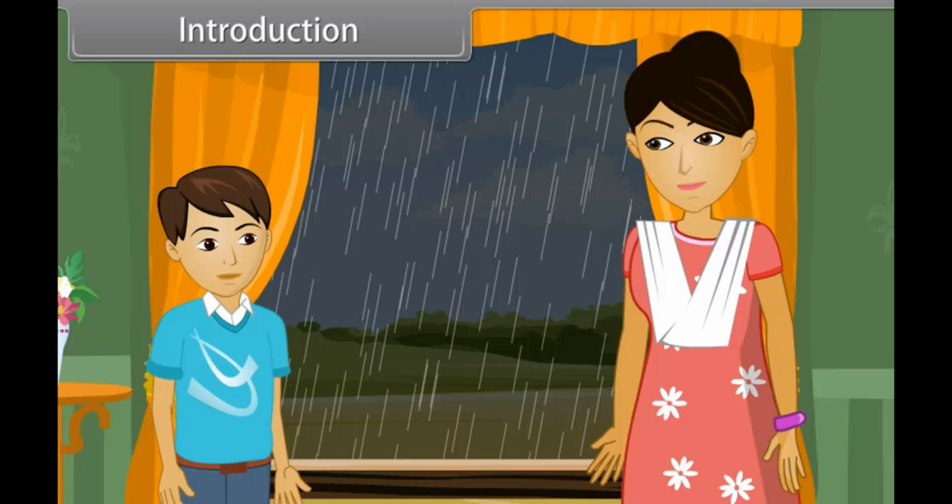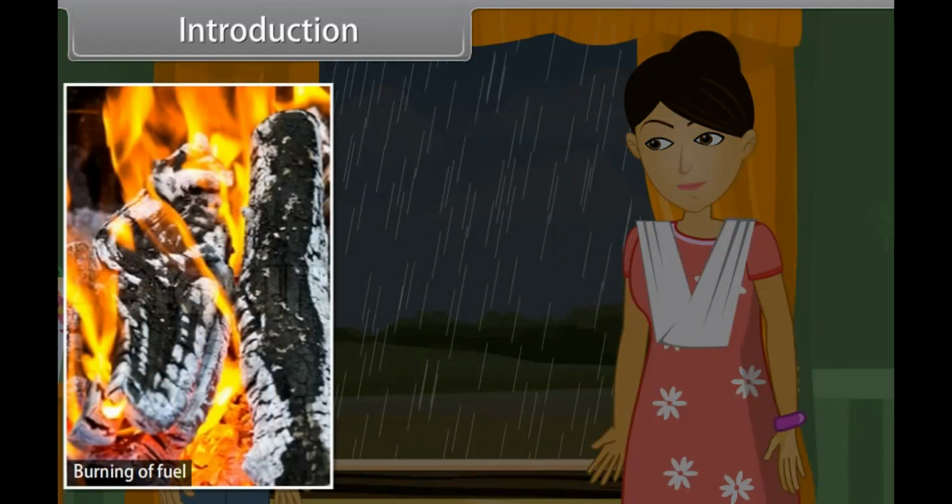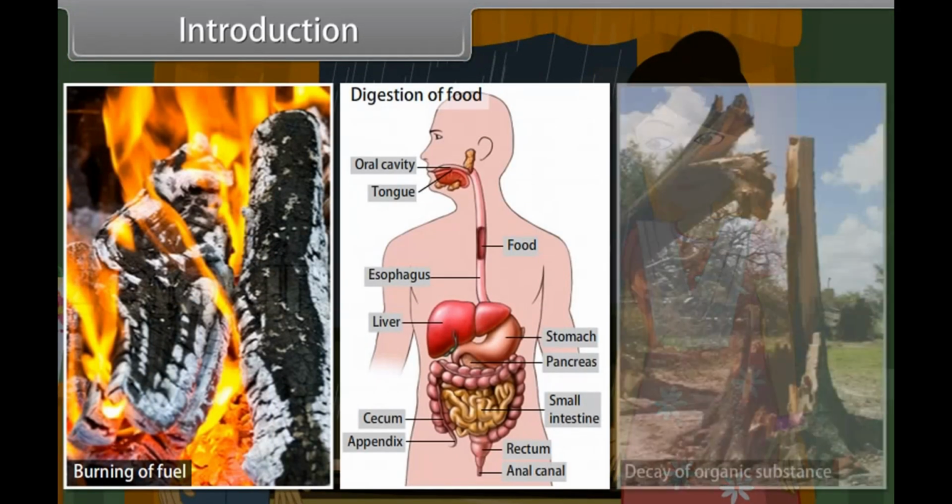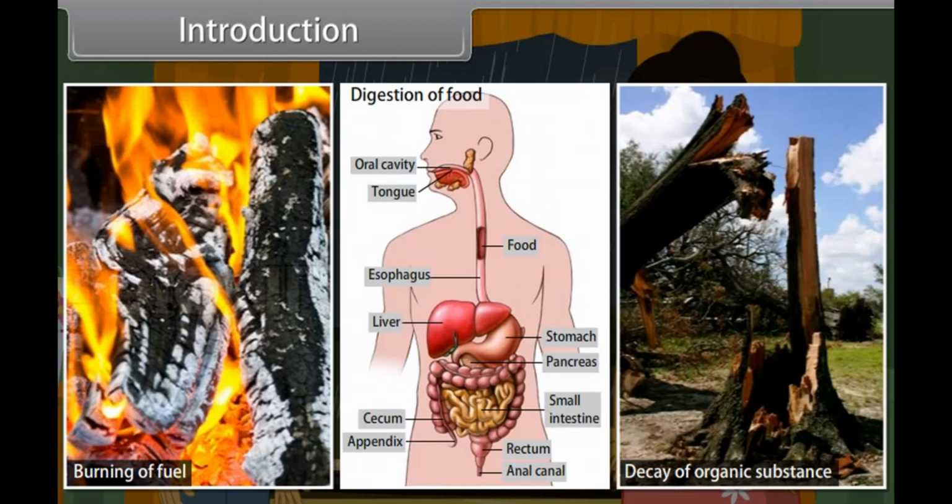Students, redox reactions are all around us. Burning of fuel, digestion of food, decay of organic substances are few examples of redox reaction. Today, we will discuss more about the redox reactions. Objectives.